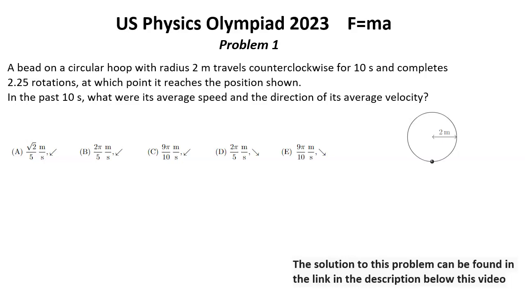Problem number 1. A bead on a circular hoop with a radius 2 meters travels counterclockwise for 10 seconds and completes 2.25 rotations, at which point it reached the position shown. In the past 10 seconds, what were its average speed and the direction for its average velocity?